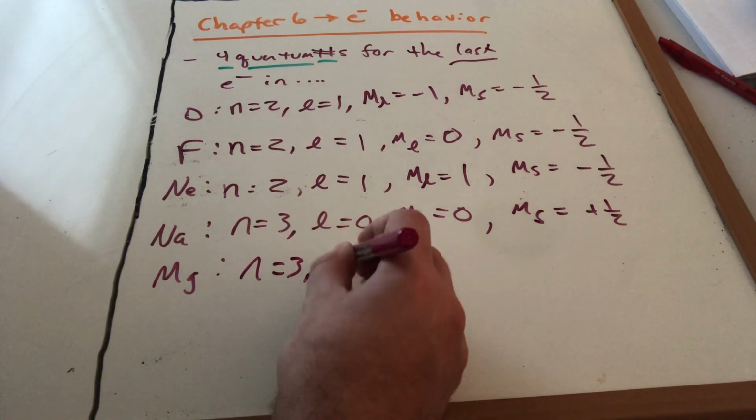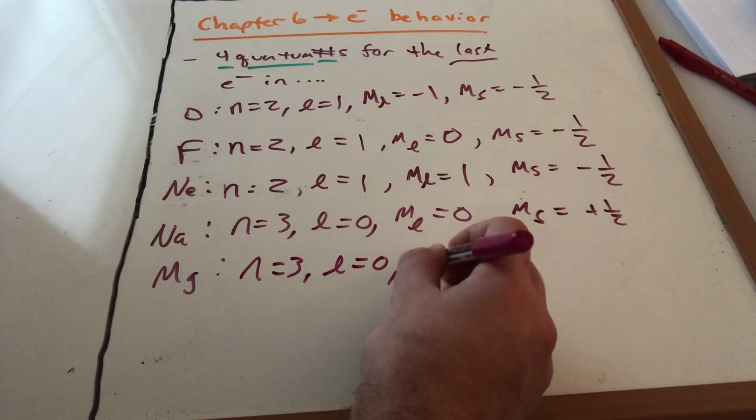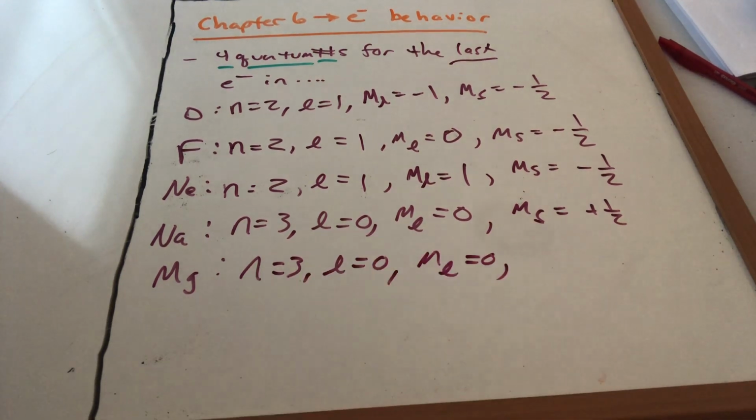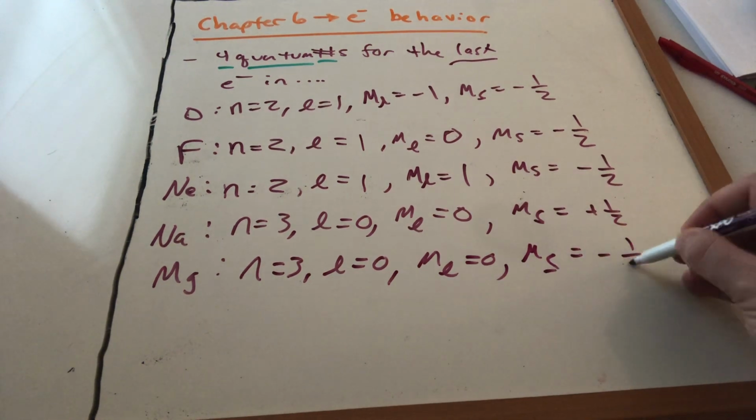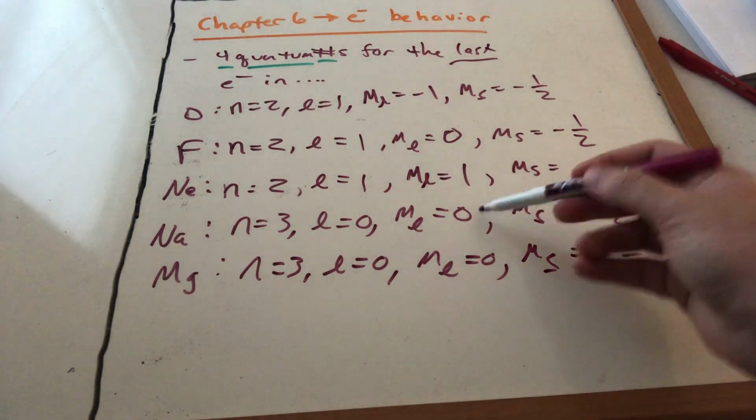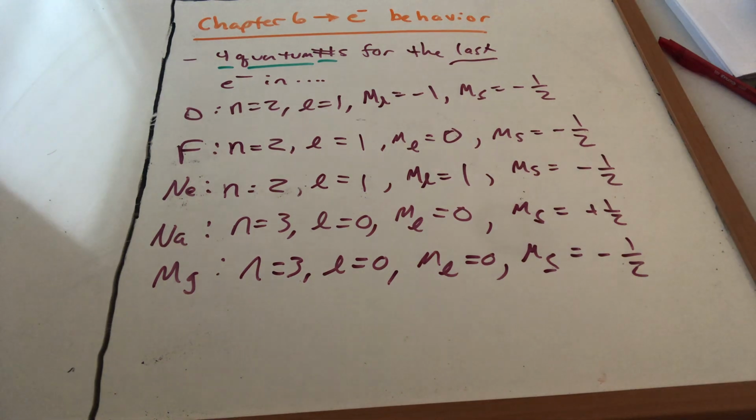Is there still room in that s for an electron? Yep, there's still room in that s for an electron. Do we have to worry about Hund's rule for s's? Nope, because there's only one possible M sub L. It's not like our p orbitals. There's only one M sub L possible.